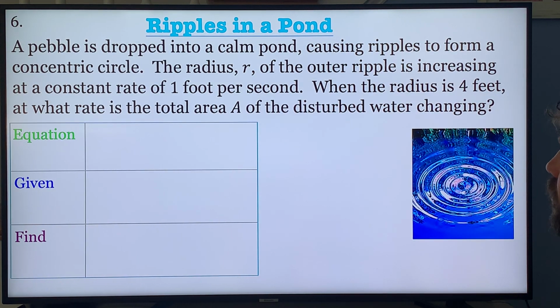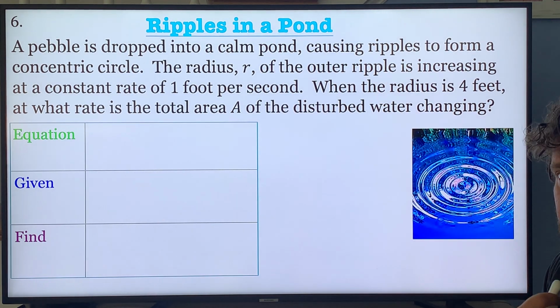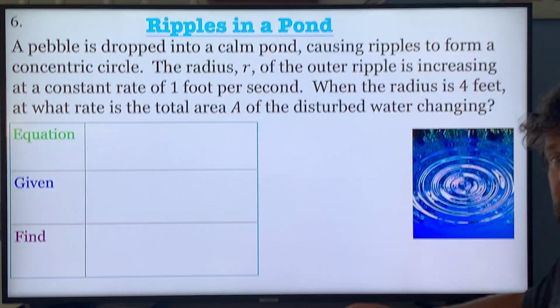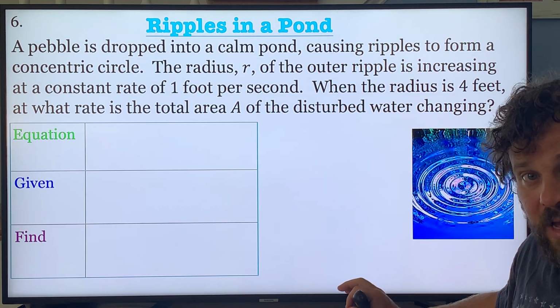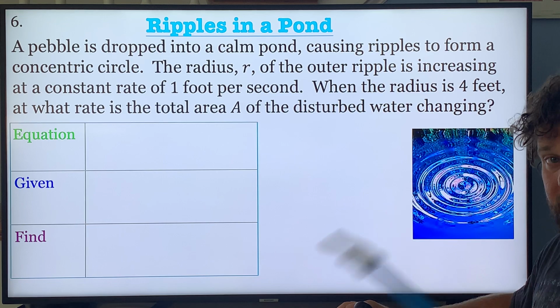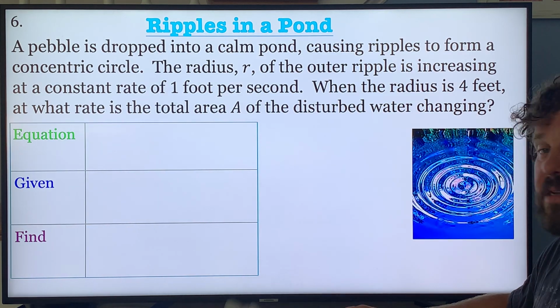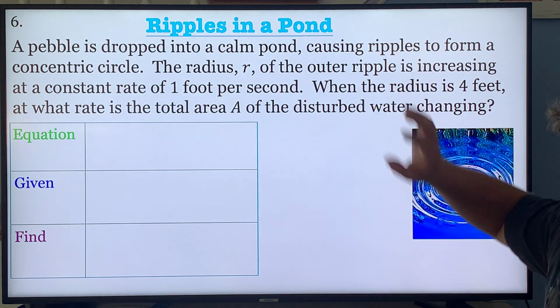When the radius is 4 feet, at what rate is the total area of the disturbed water changing? Now, if you just read that, and all you heard in your brain was gibberish and you still have no clue what it means, that's okay. What I'm going to do is show you how to break down the parts and solve this. It's all about just picking things out.